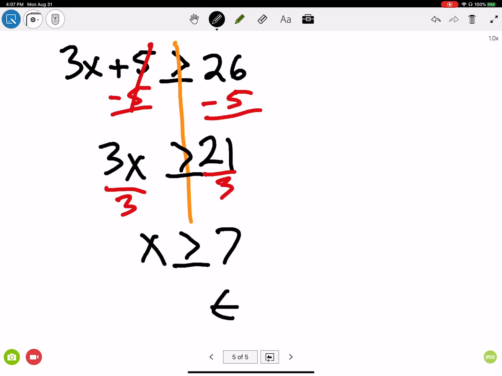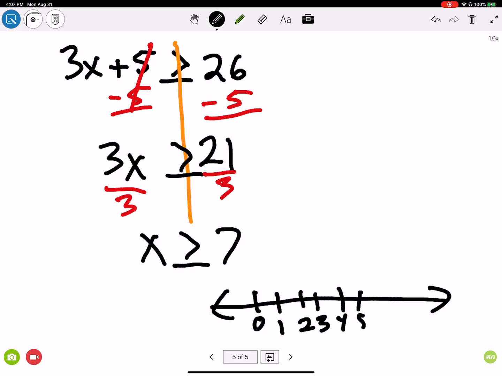And now I can graph this. 0, 1, oops, that's not a 1. 1, 2, 3, 4, 5, 6, 7, 8, 9. So if x is greater than or equal to 7, I'm going to use a filled in circle. And since all the values have to be equal to or greater than 7, the direction greater than 7 is to the right.